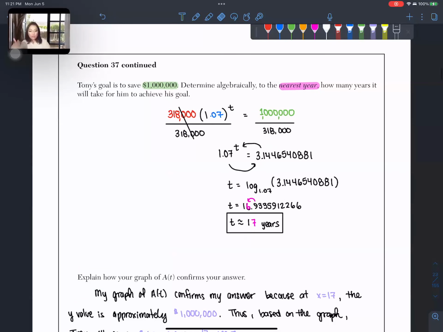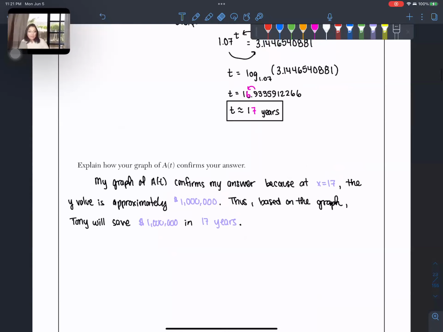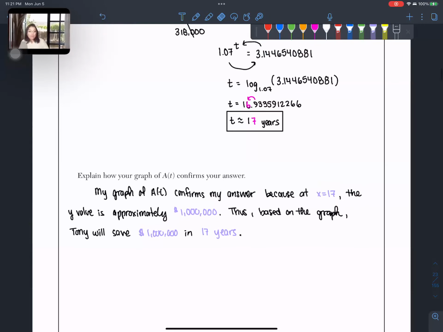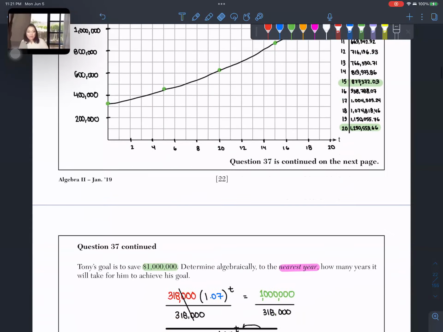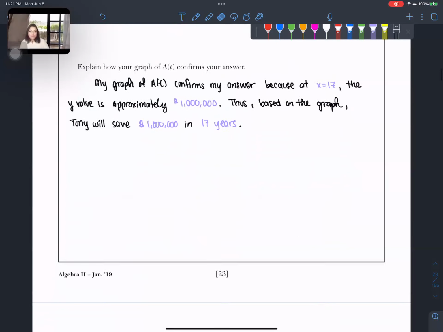And then they just want you to solve it. So you set it equal to $1 million. You use log, they just want to see if you can use logs to solve this. And get about 17 years. And then I thought this was a stupid question. Of course it's about 1 million, because if you look at the graph, it's about 1 million. So that's what you say: my graph of A of t confirms my answer, because at x equals 17, the y value is approximately $1 million. Thus, based on the graph, Tony will save $1 million in 17 years. I mean, what else do they want you to say?